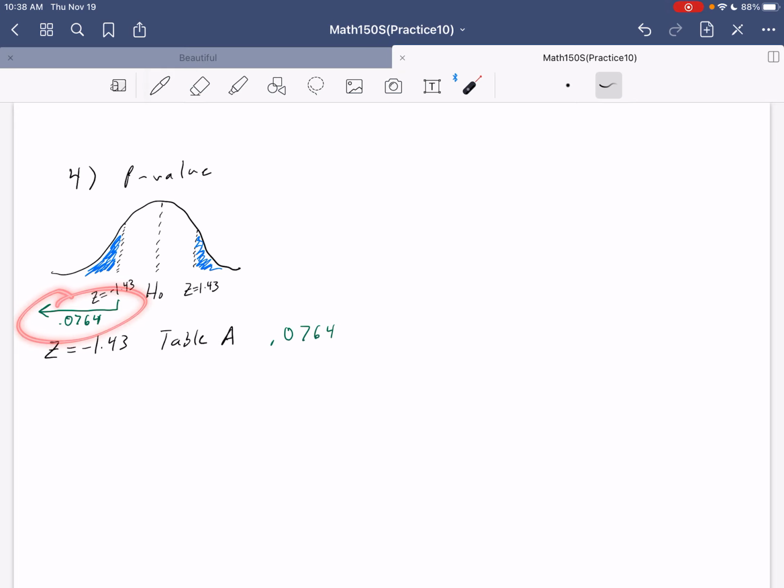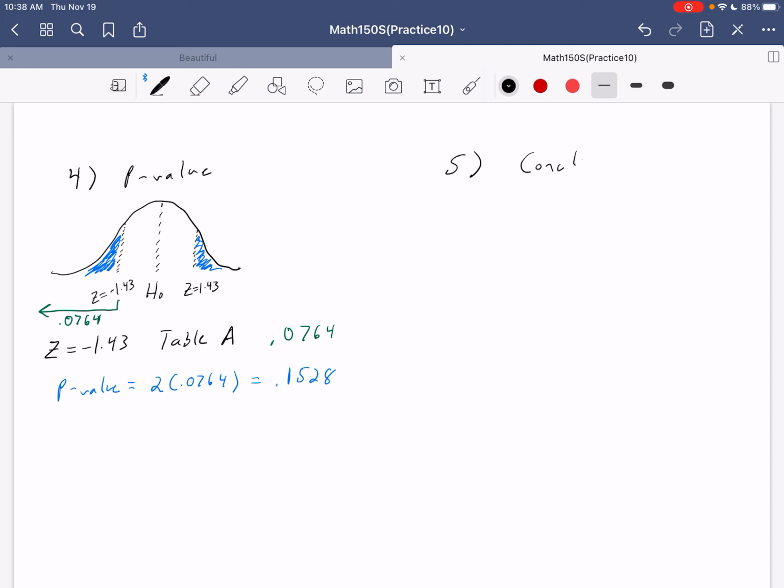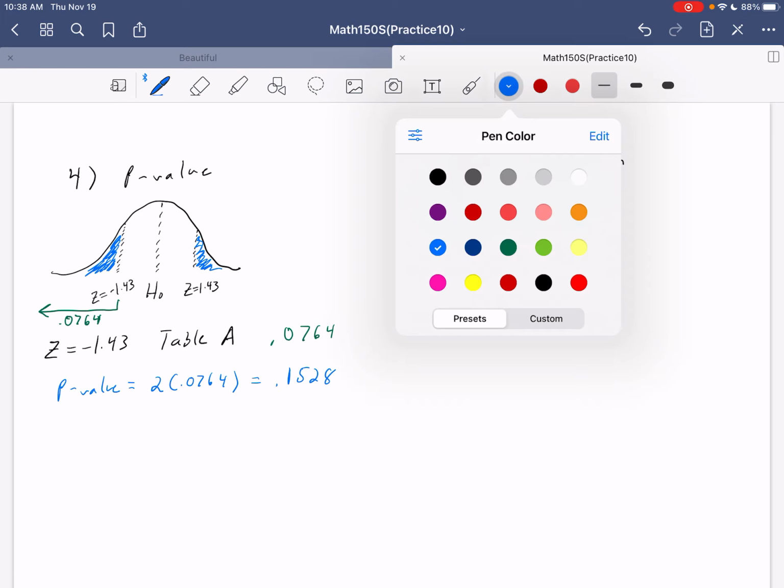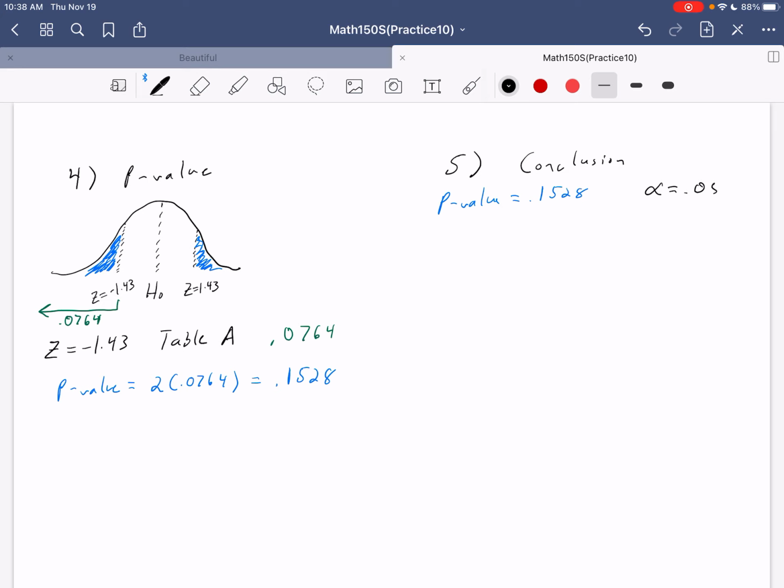Okay, now is this our p-value? Well, not quite, because this would only tell us this area. We need to double it to get our overall p-value. So our p-value here is 2 times 0.0764, which if we multiply that out should give us a p-value of 0.1528. So let's go ahead then and make our conclusion. We can take our p-value, which was 0.1528, and we can compare that against the alpha, 0.05.